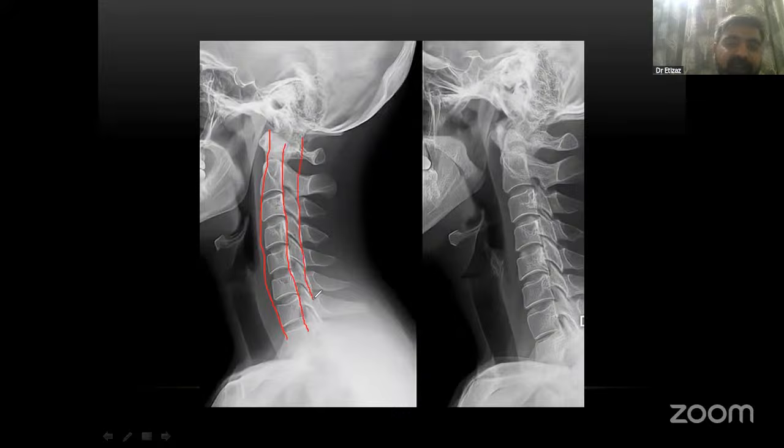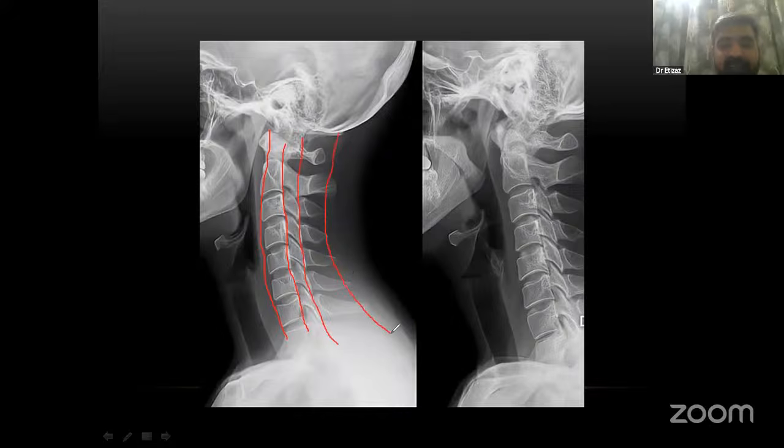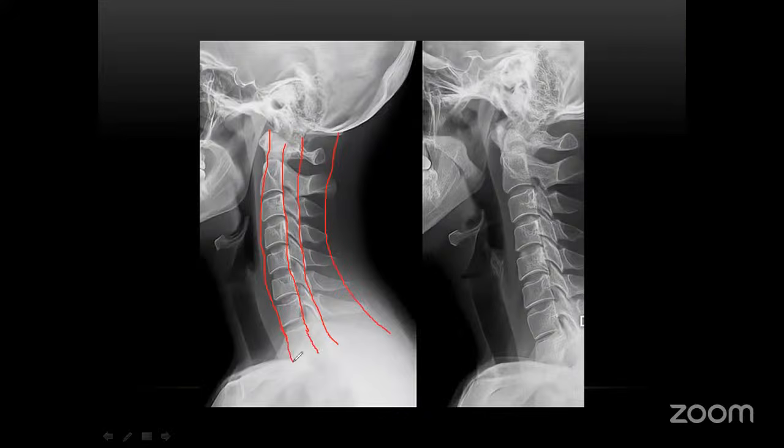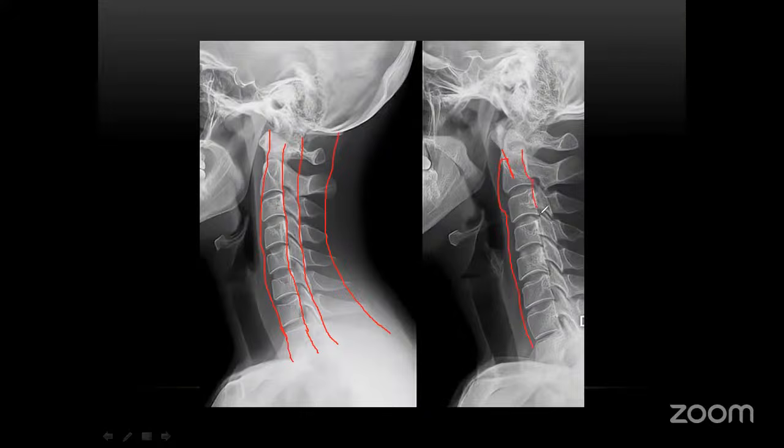Is it a normal X-ray? Yes, sir. Or abnormal X-ray? These both are normal? No. No, sir. A slight loss of lordosis of the cervical spine on the right side. Okay. So what do we call it? Cervical spasm, sir. Straightening of the cervical spine, spasm.